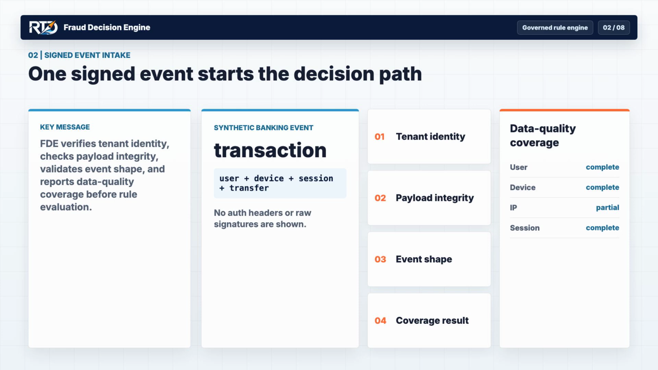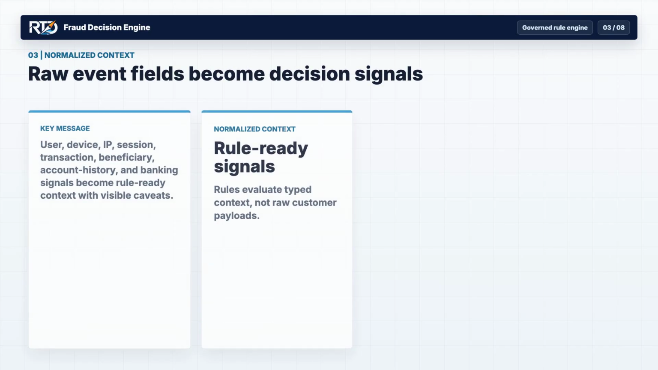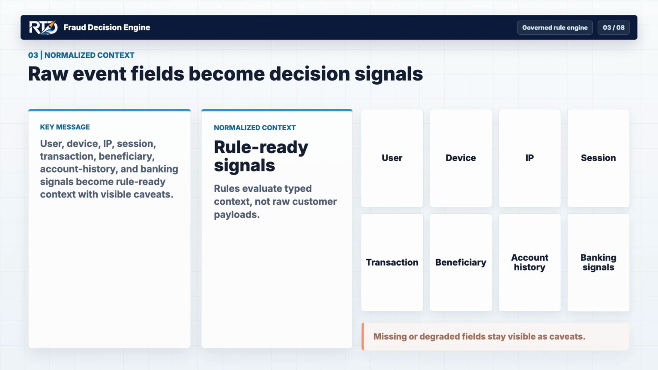The engine checks tenant identity, verifies payload integrity, validates the event shape, and reports data quality coverage instead of hiding missing signals. FDE then builds normalized context from user, device, IP, session, transaction, beneficiary, account history, and banking signals. Rules evaluate that context, not a raw customer payload.